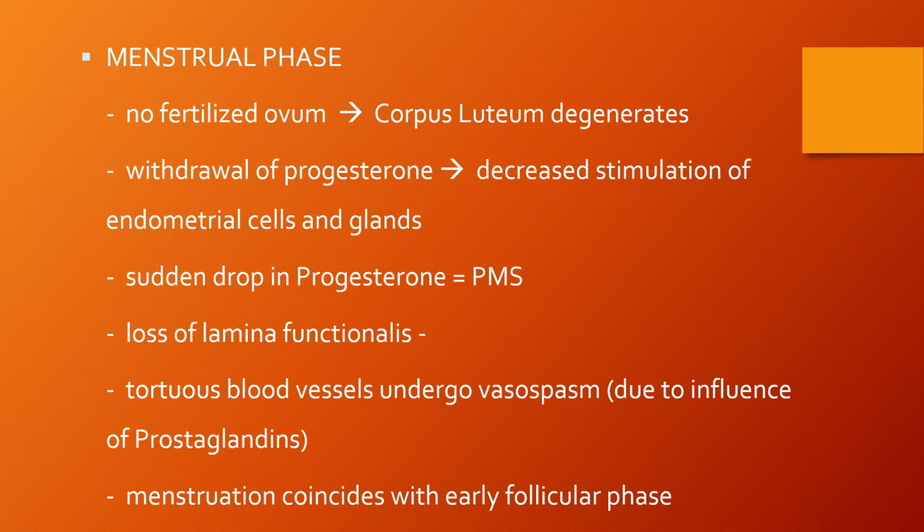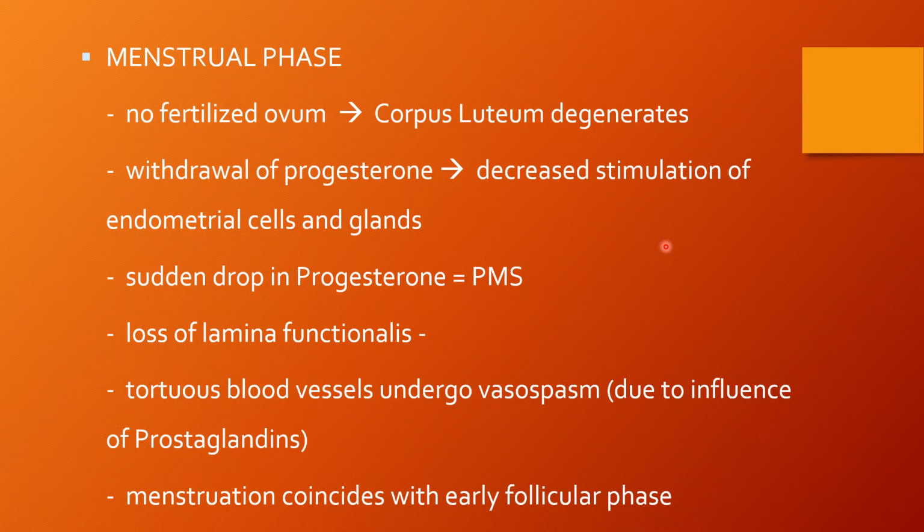But in instances where the ovum may not have met the sperm of its life, there will be no fertilization. So when there is no fertilization of the ovum, the corpus luteum degenerates and there will be withdrawal of your progesterone, so the progesterone level will decrease.